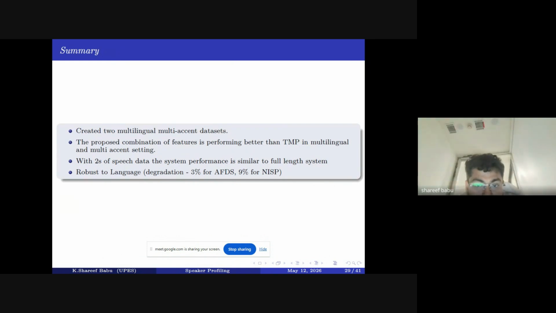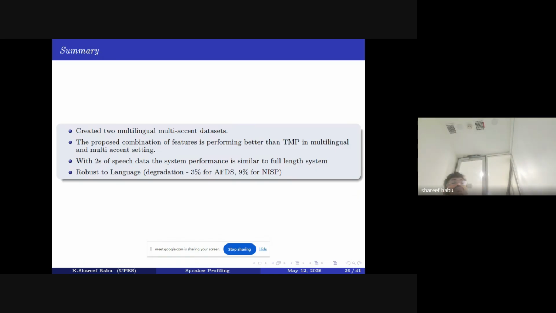In short, we have created two multilingual datasets, and we proposed a combination of features that performs better than the TMP in multilingual and multi-accent settings. With 2 seconds of speech data, we could get system performance similar to the full length of the speech data. And the model is robust to the language.